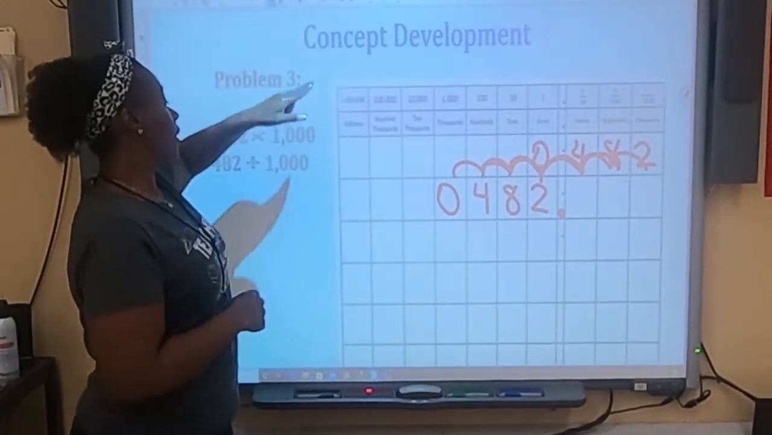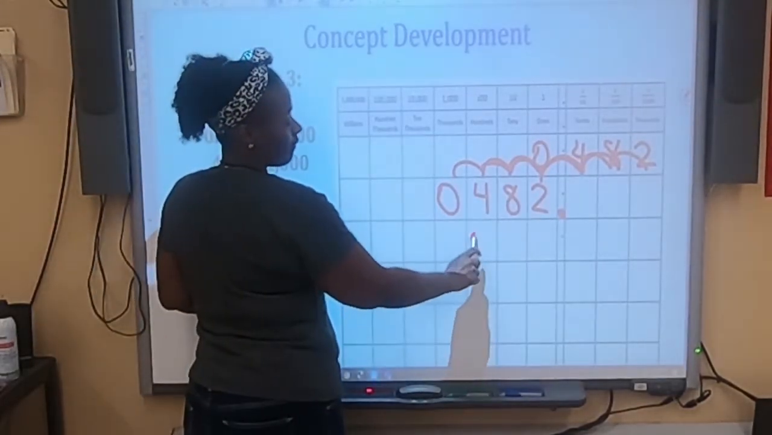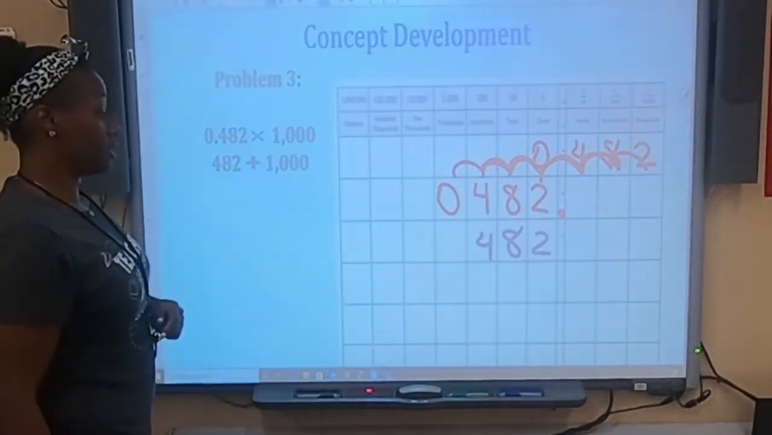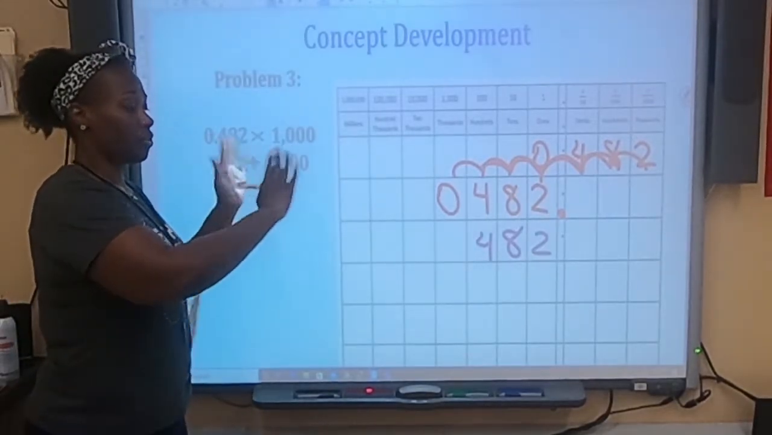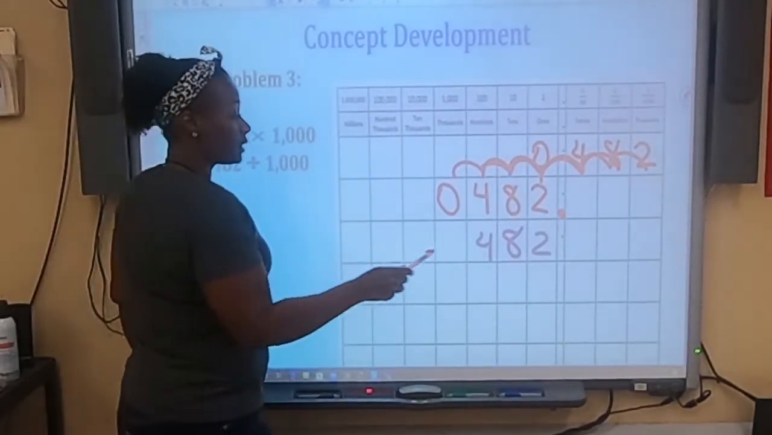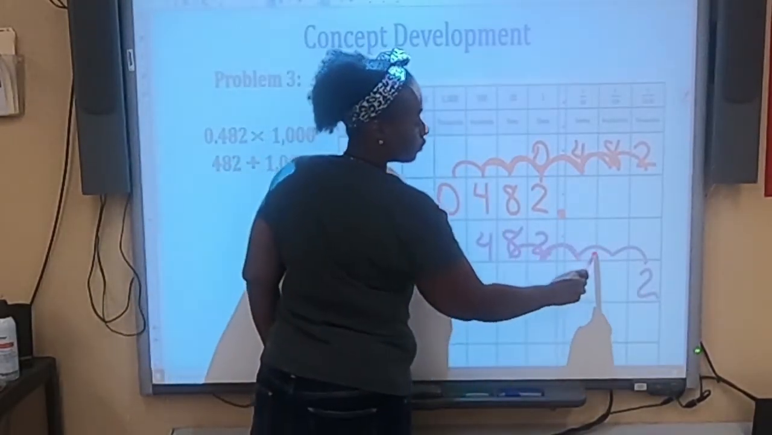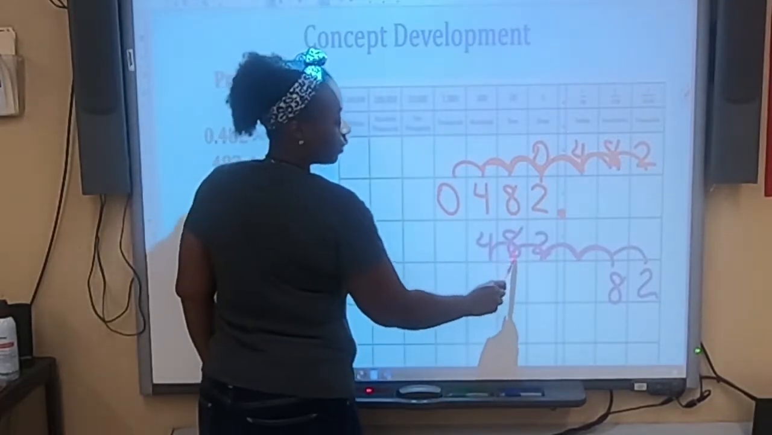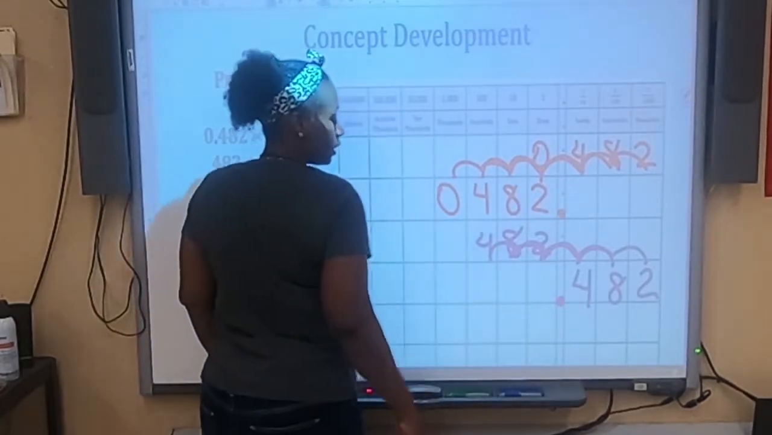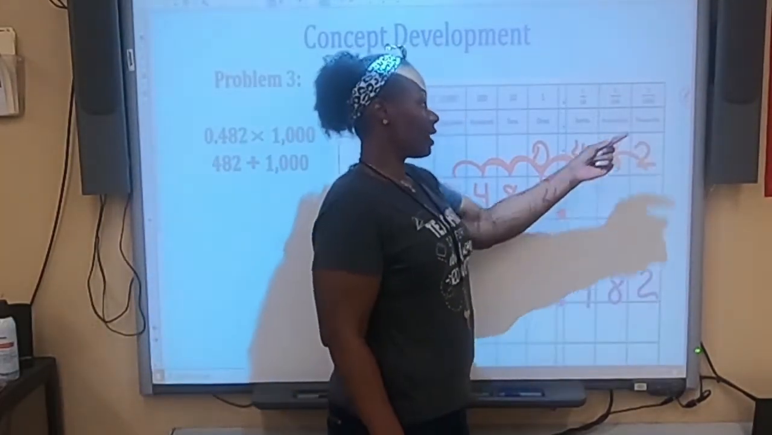Okay. My next problem, we're going to start with the whole number, 482. So that tells me my 4 is in the hundreds, 8 is in the tens, 2 is in the ones. We are dividing, which tells us to move to the right. We have 1,000, which means we move to the right 3 times. So I'm going to take my digits and move them 1, 2, 3 to the right. I'm at my decimal. So that shows me that 482 divided by 1,000 gives me 482 thousandths.